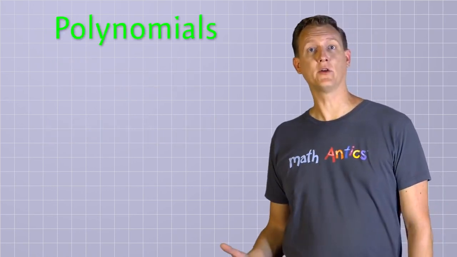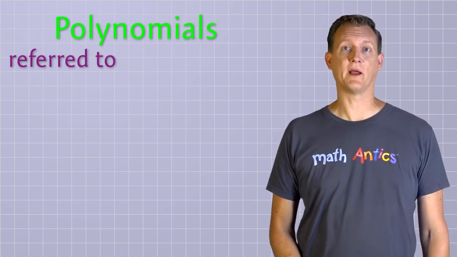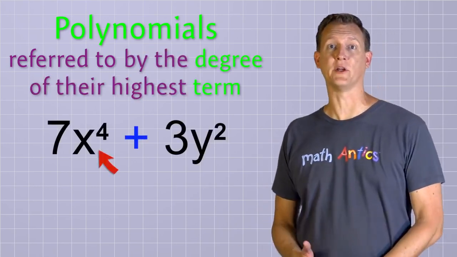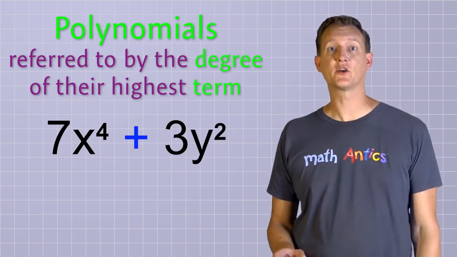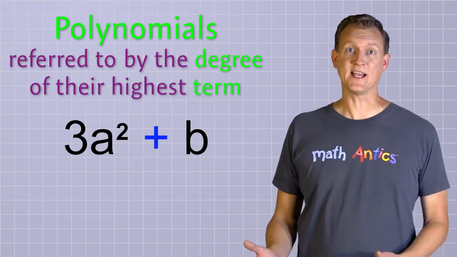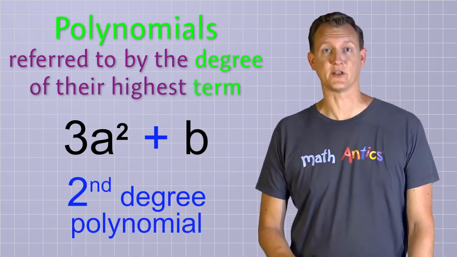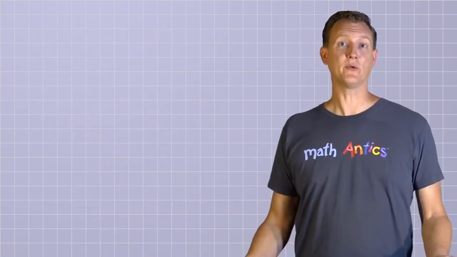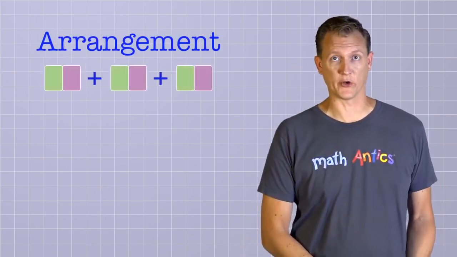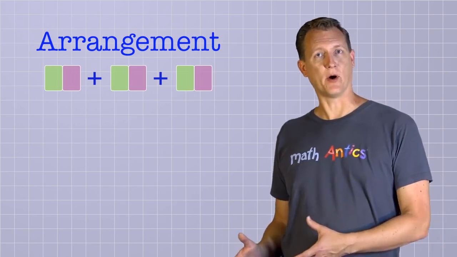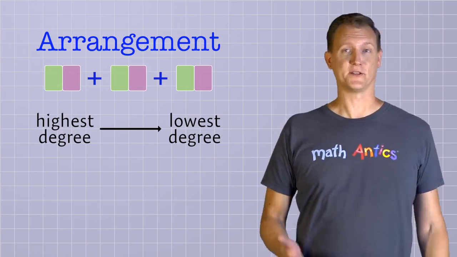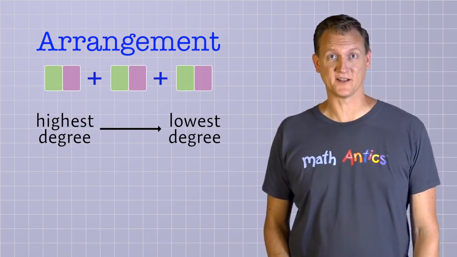Okay, but why do we care about the degree of terms? Well, it's because polynomials are often referred to by the degree of their highest term. If a polynomial contains a fourth degree term, but no higher terms, then it's called a fourth degree polynomial. But if its highest term is only a second degree term, then it's called a second degree polynomial. Another reason that we care about the degree of the terms is that it helps us decide the arrangement of a polynomial. We arrange the terms in a polynomial in order from the highest degree to the lowest. You know, because mathematicians like to keep things organized.